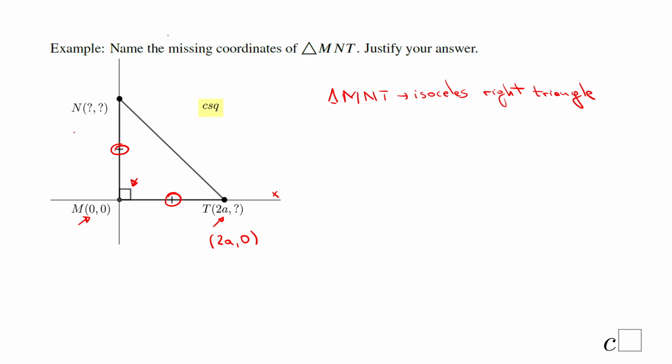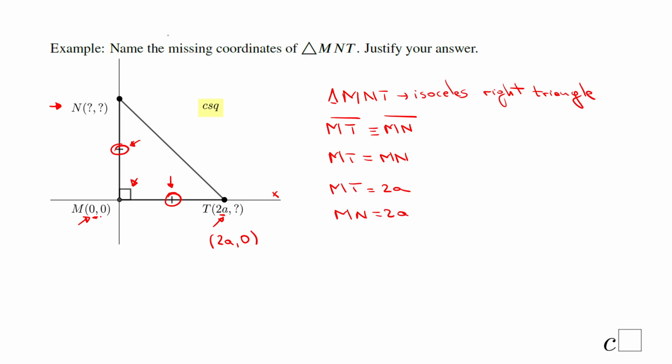Now we have one more point, point N, this one. What is the location of point N? Since these two segments MT and MN are congruent, we see that in the picture, that means MN and MT have the same measure. So MT will be how long? MT is 2A units. You start from an x of 0 and end up at 2A. That means MN should also be 2A.